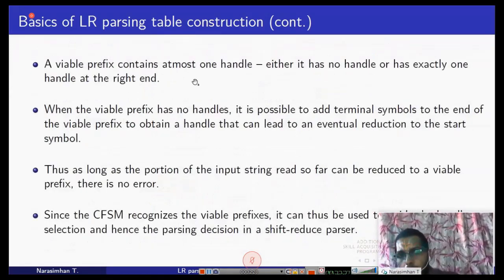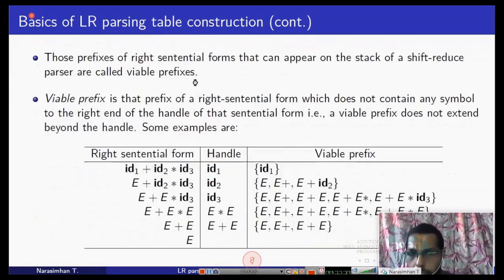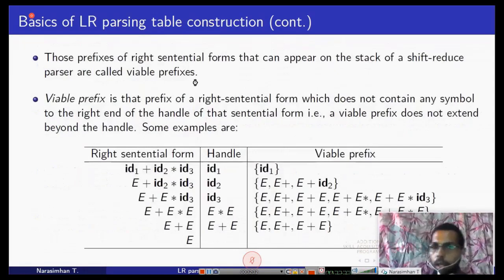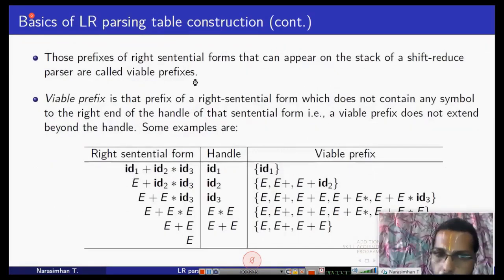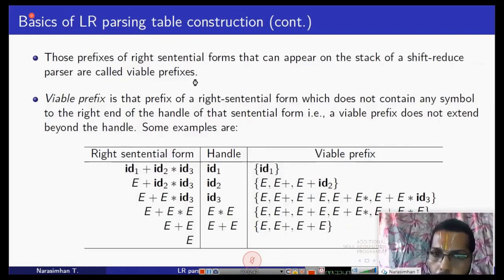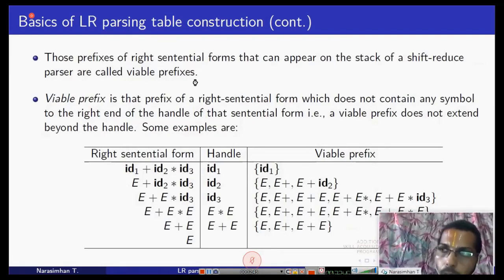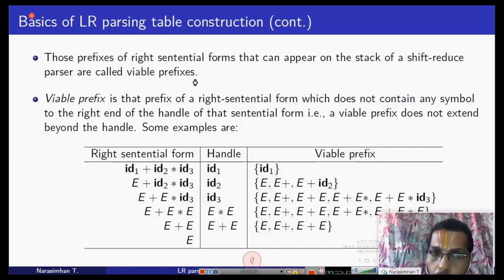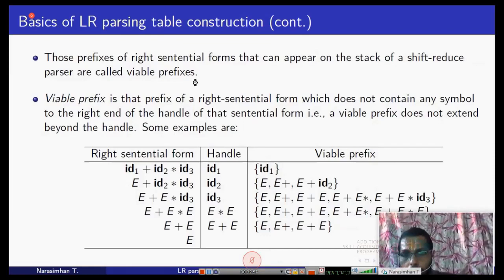Now, one point that you can note here is that when you find there are no handles in a viable prefix, what you can do is shift terminal symbols into the stack and possibly wait for getting a handle. For example, consider step number 3, which has the stack content E. So E happens to be a viable prefix. Do you have any handle here? No, right? So what did you do? You perform a shift operation. You shifted plus into the stack. So now the stack content is E plus.